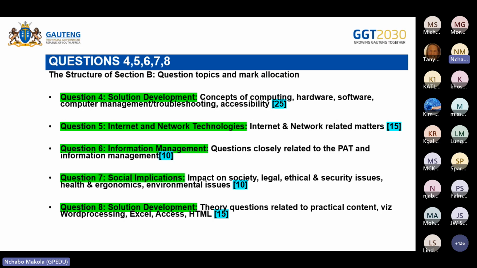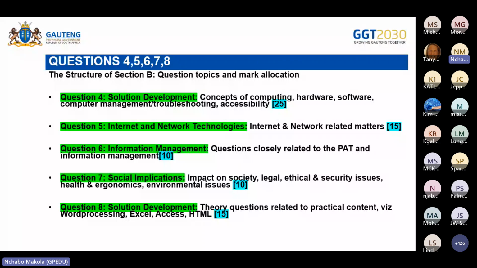Your question 5, learners, this is your internet and network technologies, all the technologies which are related to the internet and the network. And this counts for 15 marks. Moving to question 6. Question 6 deals with information management. These will be questions closely related to the PET and information management, and it's a question that is set out of 10 marks.